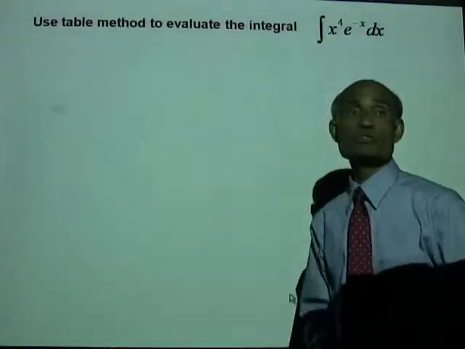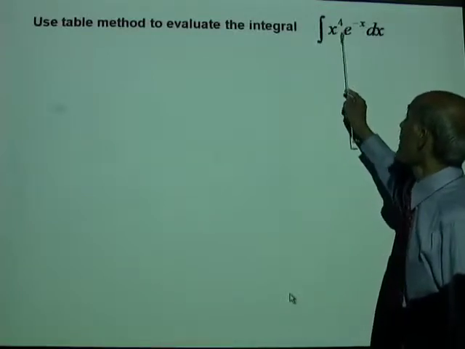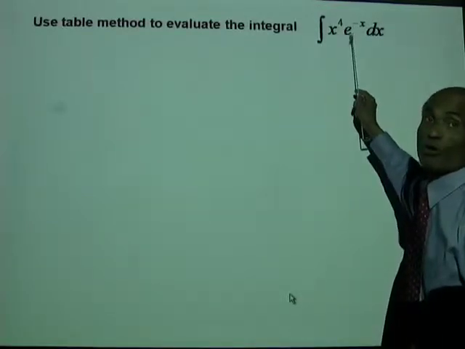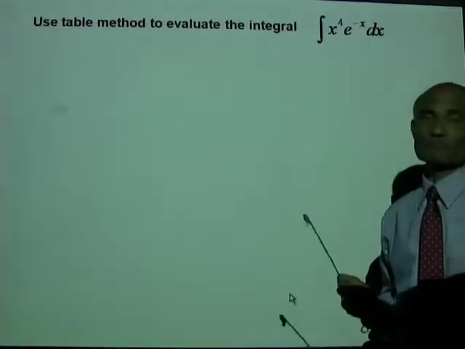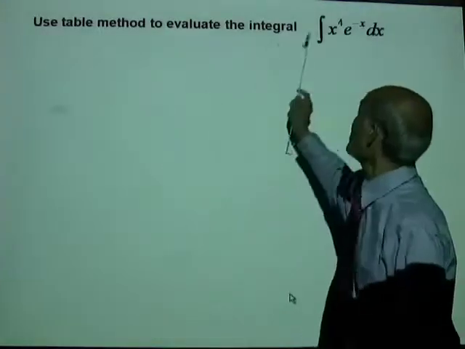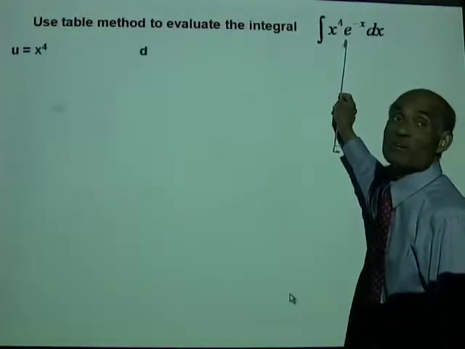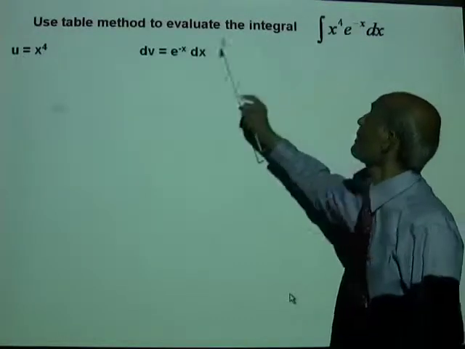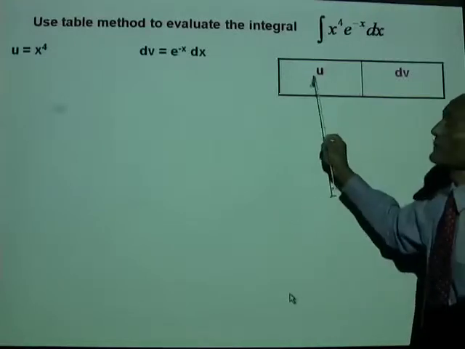Another one. Use the table method to evaluate the integral of x to the power of 4 e to the power of negative x dx. That must be easy for you now, is that right? Our u will be x to the power of 4 and your dv will be e to the power of negative x dx. Let's construct a table.